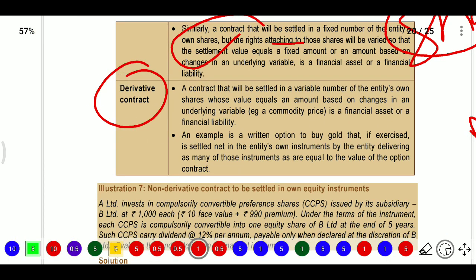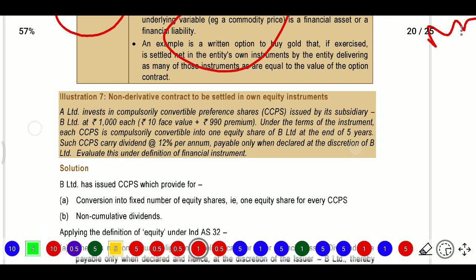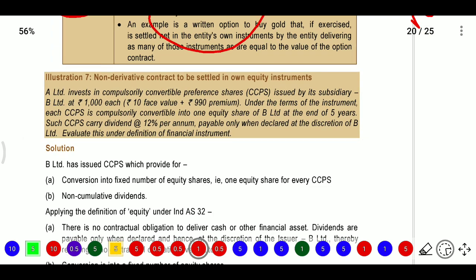Here this value will change based on the underlying assets. So the underlying assets may differ. And after that we have non-derivative contracts to be settled in own equity.